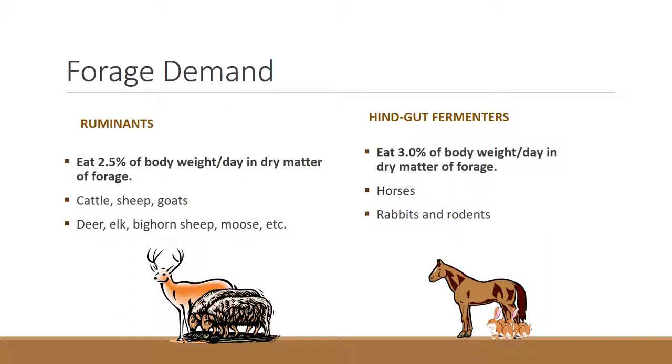We always use this 2.5% of body weight per year for ruminants, so cattle, sheep, goats. We've talked about changing that a little bit. If you get smaller animals, they eat a bit more. Larger animals, a bit less. Hind gut fermenters, of course, eat significantly more, about 3% or more of their body weight. So horses, rabbits, and rodents would be higher parts of an animal unit than ruminants.